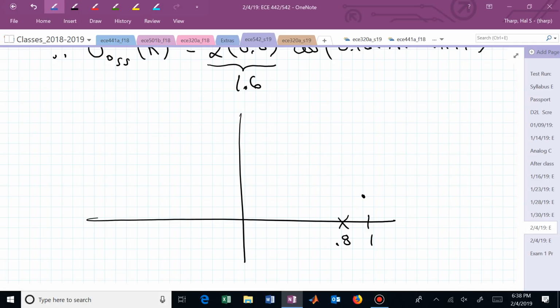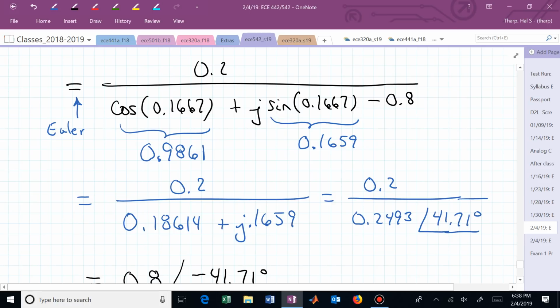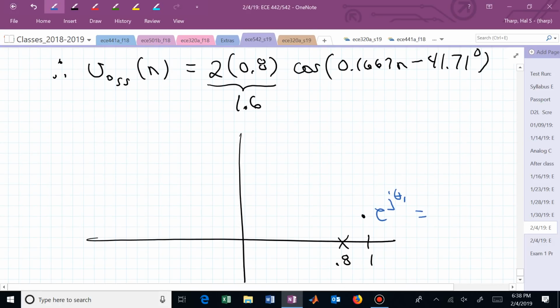What was that point? e to the j theta 1. But didn't we just calculate that to be, in rectangular form, 0.9861 plus j 0.1659? So this point is actually 0.9861 plus j 0.1659.